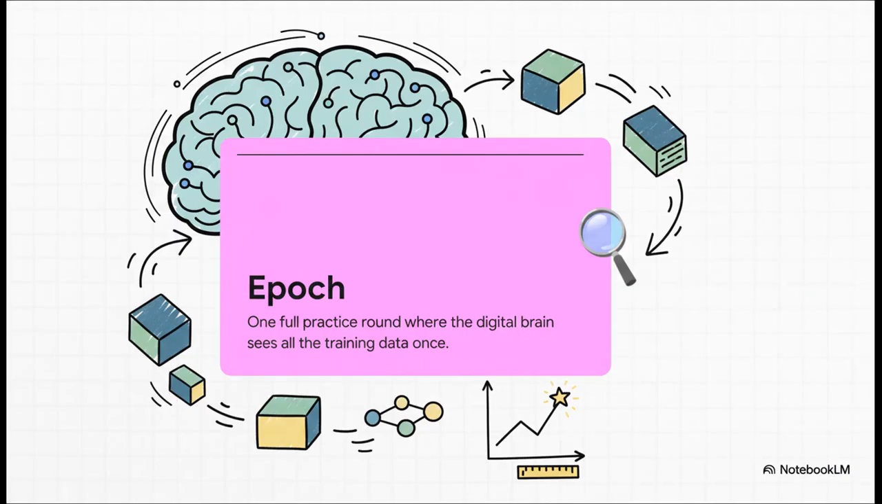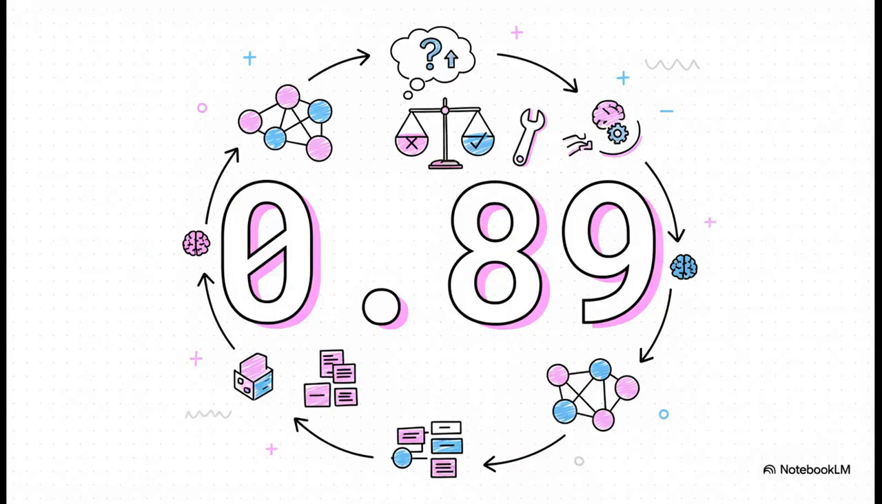In the AI world, we've got a special name for one full practice round. It's called an epoch. An epoch is just when our digital brain has had a chance to look at every single piece of data in its curriculum one time. So after that very first practice round, Epoch 1, the error score is pretty high, 0.89. The brain is still making a ton of mistakes, but hey, it's just getting started.